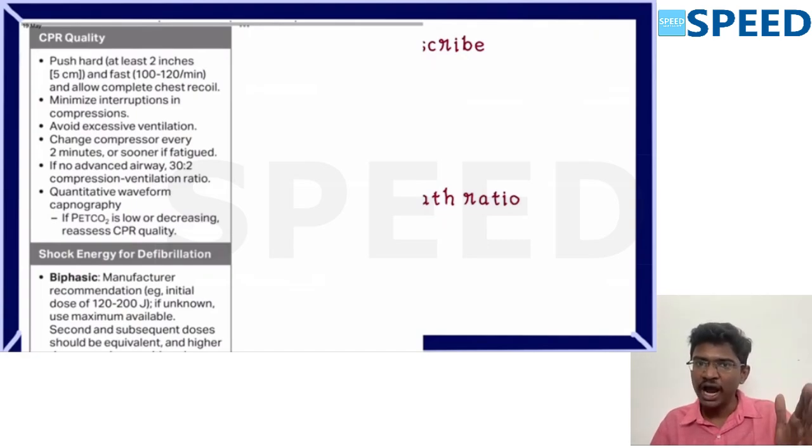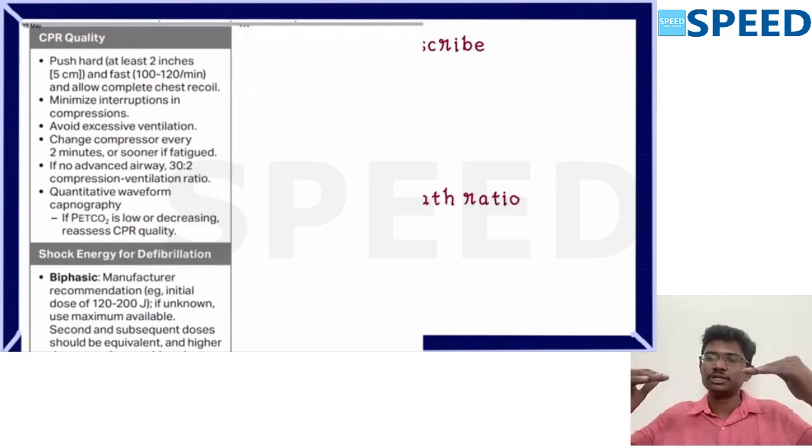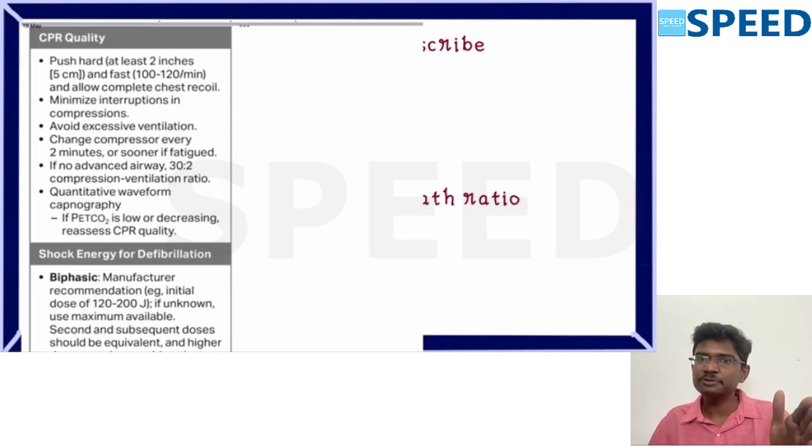You should push hard and push fast. Push hard meaning at least 2 inches, 5 centimeters should be pushed in, and fast meaning 100 to 120 per minute. And most important is, apart from compressing, you should relax so that the chest effectively recoils and the blood is received by the ventricles before pumping. Next is to minimize the interruptions in compression. You should change the compressor every 2 minutes because there will be compressor fatigue and effective CPR won't be possible.